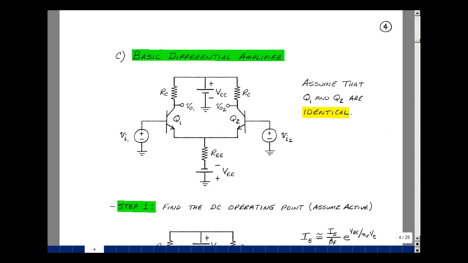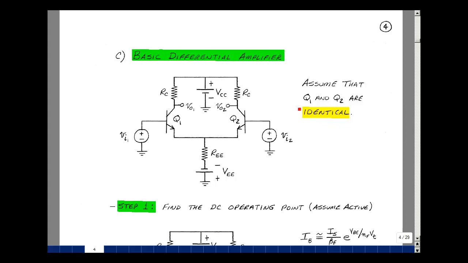This lesson deals with a basic differential amplifier. You can find these notes in the ECE302 ebook in Chapter 6, starting on page 4. What's shown here is a schematic of a basic differential amplifier with two inputs and two power supplies, a positive power supply and a negative power supply, and two equal resistors, but also two identical transistors.